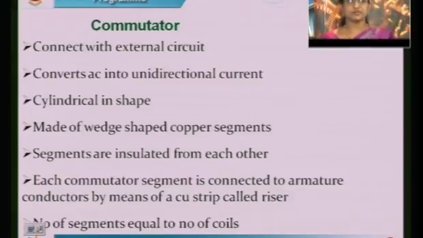Next we will come to the commutator. I already told you this commutator converts AC into DC. It connects with the external circuit and converts AC into unidirectional current. It is cylindrical in shape, made up of wedge shaped copper segments. Segments are insulated from each other, usually with mica insulation. Each commutator segment is connected to armature conductors by means of a copper strip called a riser. So, the number of segments is equal to the number of coils.